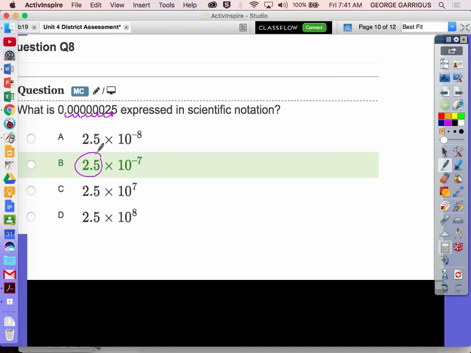The first number is, of course, between 1 and 10. And then we moved it 7 places to the right. We made this number much, much bigger. So you compensate by taking away 7 tens.